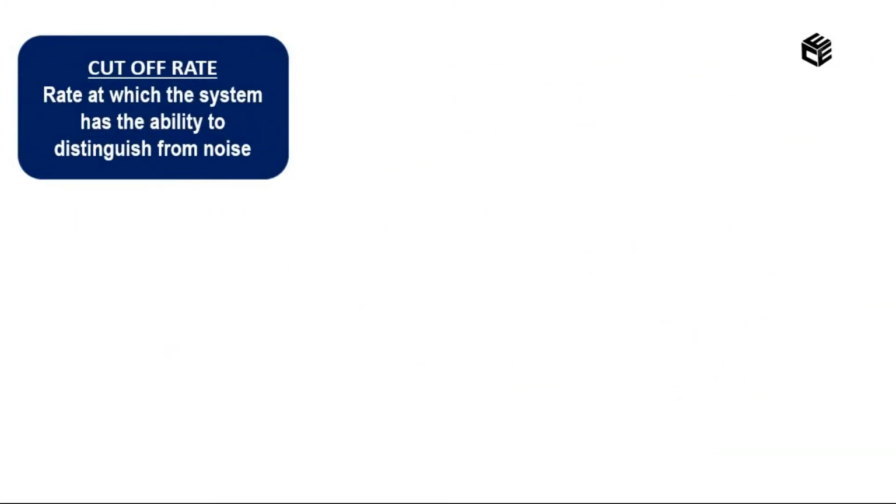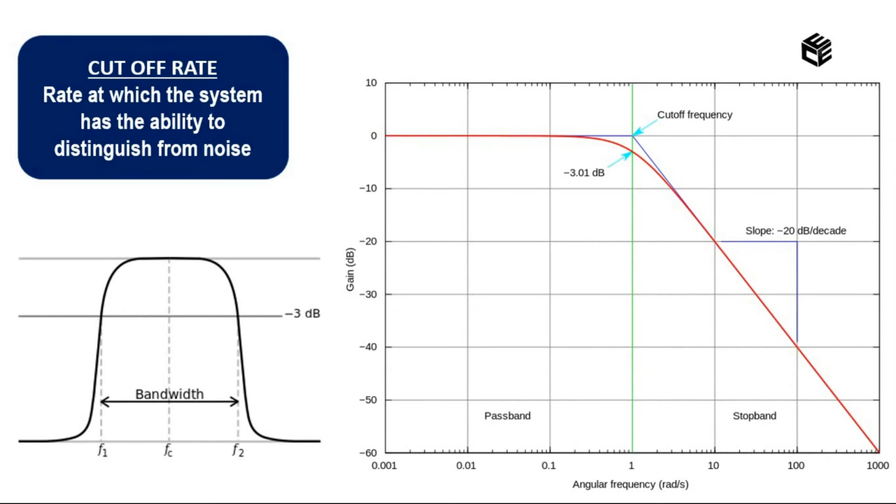Let's see what a cutoff rate is. Let me explain with the help of this diagram. On analyzing this graph, we can say that from 0 dB, and from the frequency 0.001 to 0.1 radian per second, we are getting a flat response. Within 0.1 to 1 radian per second, the response starts to decrease linearly, correct?